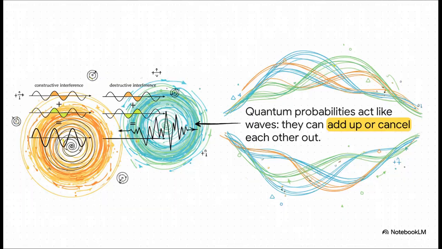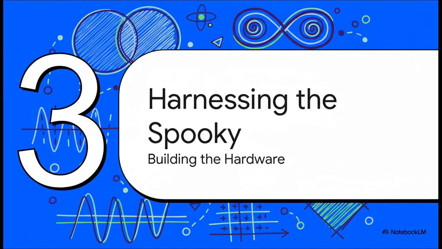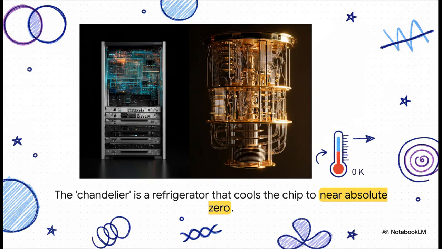Pretty clever. So we've got these 3 incredible, kind of spooky principles. But how in the world do you actually build a machine that can harness them? Yeah, this is definitely not your average desktop computer. This stunning golden chandelier is actually a super freezer, a dilution refrigerator that chills the quantum chip at its very core to temperatures colder than deep space. I mean, we're talking near absolute 0. This extreme cold is absolutely necessary to protect those fragile quantum states from even the slightest vibration or disturbance from the outside world.